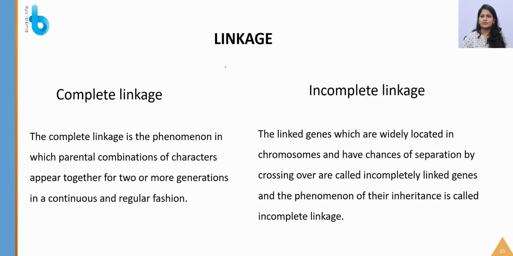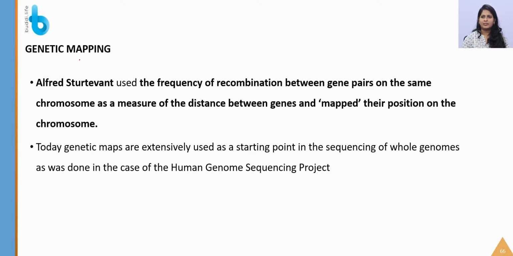So there are two types of linkage. One is complete linkage and the other one is incomplete linkage. Complete linkage, as you know, is a phenomenon where the parental combination will appear together for two or more generations in a continuous and regular manner. In incomplete linkage, the genes are widely located and have chances of separation during crossing over, and that is called an incompletely linked gene, and the phenomenon of their inheritance is called incomplete linkage.